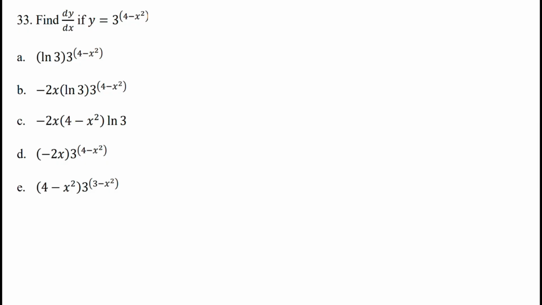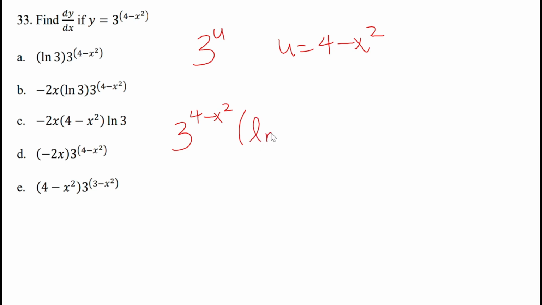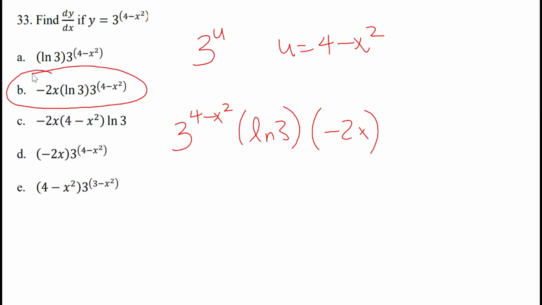For number 33, we want the derivative of 3 to the 4 minus x squared. So this is 3 to the u, where u is 4 minus x squared. So the derivative of 3 to the u is 3 to the u times the natural log of 3. And then, of course, times the derivative of u, which is just negative 2x. So it looks like in a slightly different order, right? They've got the negative 2x. They've got it in the exact reverse order, negative 2x times natural log of 3 times 3 to the 4 minus x squared. We've got choice B here.